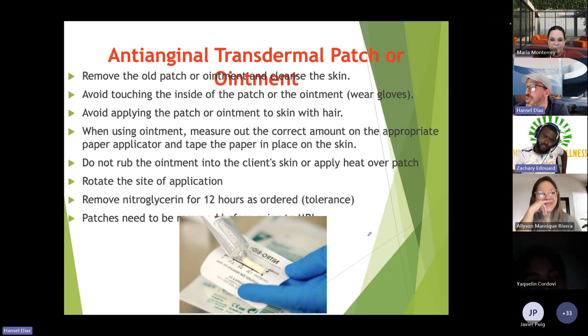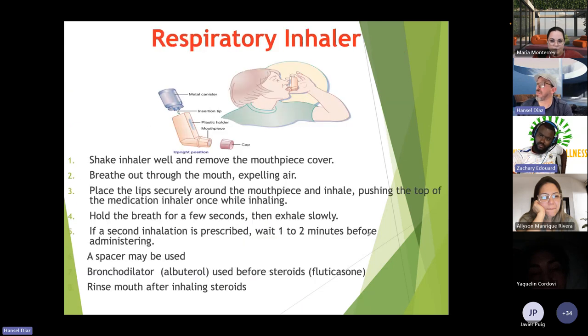You avoid touching the inside of the patch or the ointment. You wear gloves. You look for a site without hair. And you do not rub the ointment. You rotate the site all the time. And in the case of nitroglycerin, you remove it for tolerance.